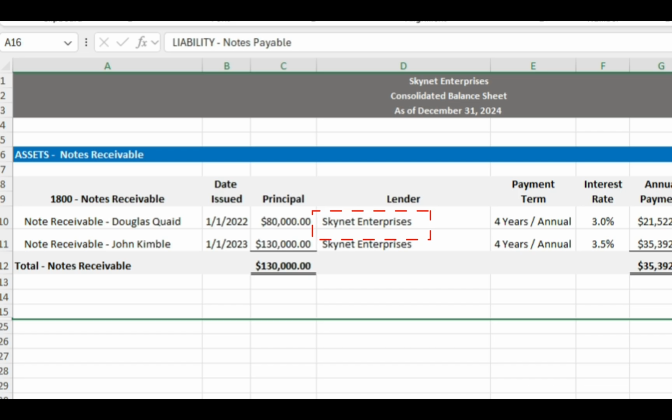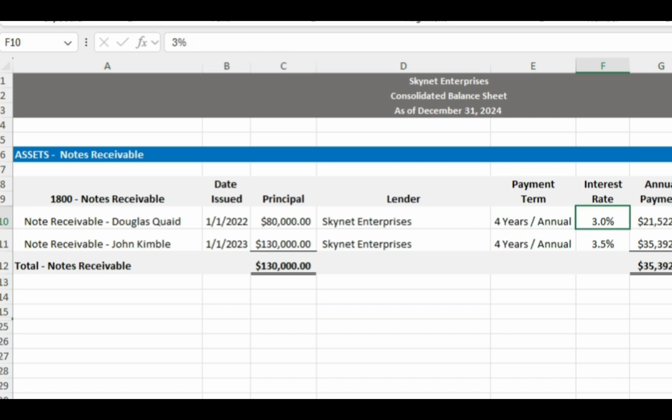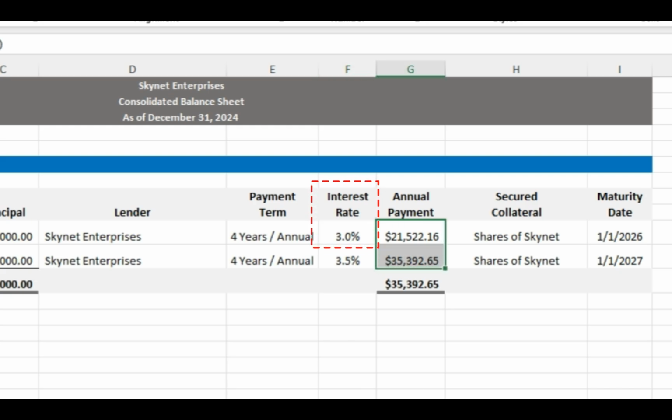That's why it's an asset on the balance sheet. We're expecting to collect that cash from these employees. And it's a 4-year promissory note. It's going to get paid back annually. You go to annual payments at a 3% interest rate. I actually wanted to clear these out.